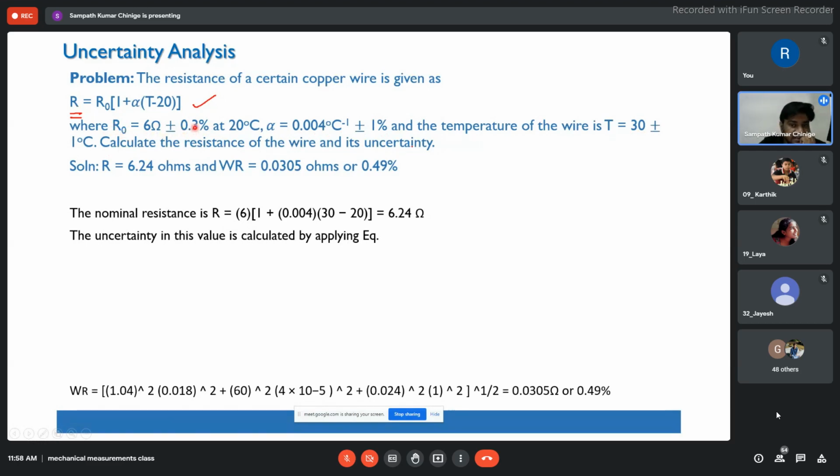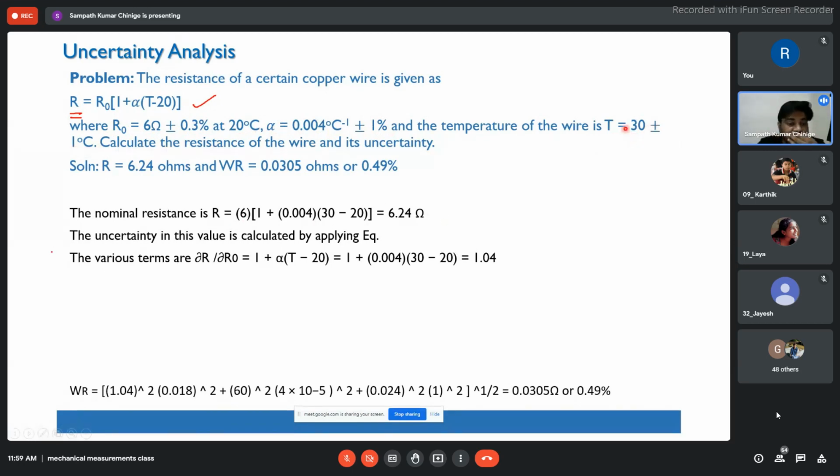If uncertainty is not there, we will put these values in and directly get the resistance value. So the nominal resistance R is, they have given, 6 ohms. So R0 is 6. 1 plus alpha value is 0.004 into the t value, 30 minus 20. This gives 6.24 ohms. That is your nominal resistance R.